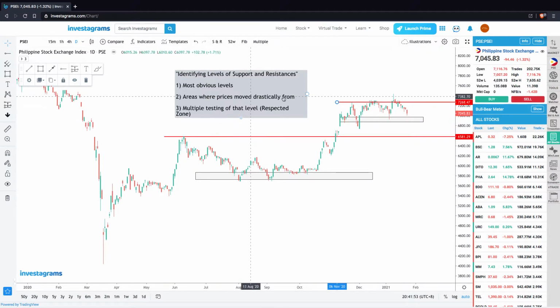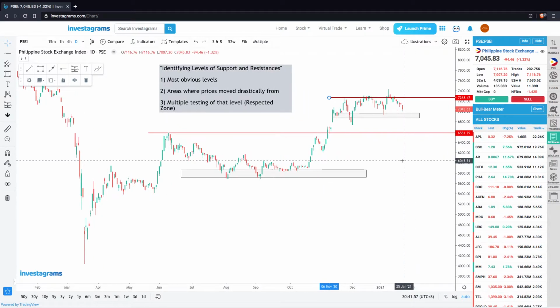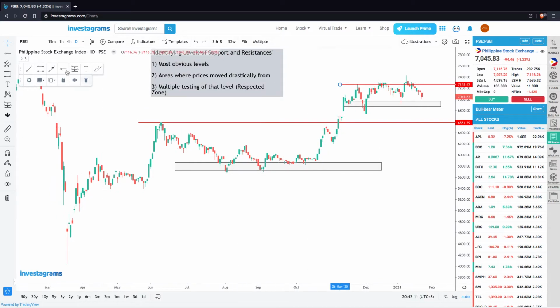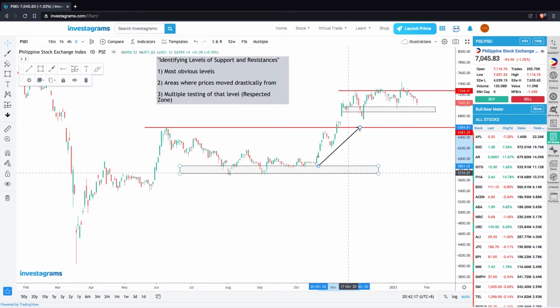And another thing that I keep in mind when I'm identifying levels of support and resistances are areas where prices moved drastically from. What do I mean by that? So let's say this area right here, we're looking at it, and you have these multiple tests of support of this level, this price range, or for PSE it's point range. And we see this sudden movement from this area right here.